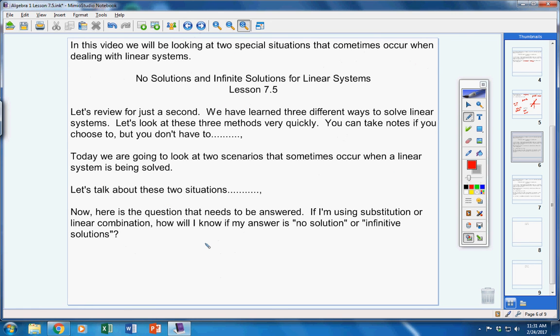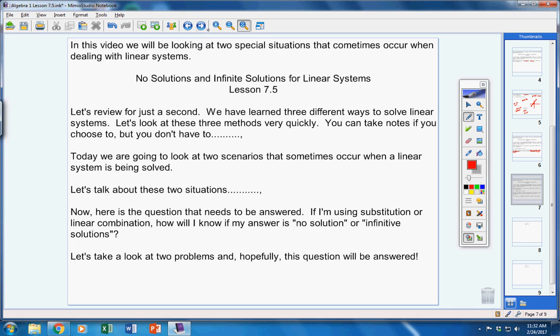Now, here's the question that needs to be answered today in our notes. Are you ready? Here's the key question. If I'm graphing something, guys, I can easily see if the two lines are parallel or if they fall right on top of each other, right? That's easy. But if I'm using substitution or linear combination, my other two methods, how will I know if my answer is no solution or infinite solutions? How will I know? Well, let's see if we can answer that question for you.